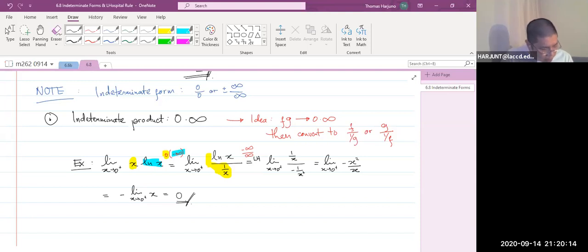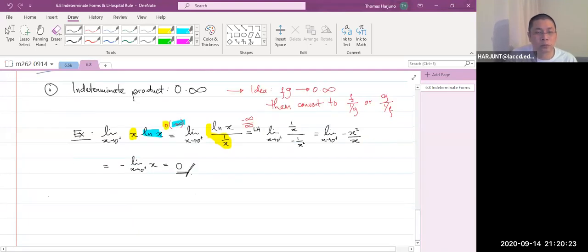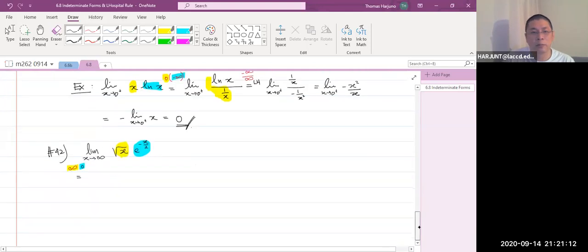In our textbook, we may see that case in number 42. Number 42, we have limit x goes to infinity of square root of x times e to the negative x over 2. You see, when I plug in x goes to infinity, this guy will give me infinity, but this guy will give me 0, right? That's an indeterminate form. So let's massage this a little bit.